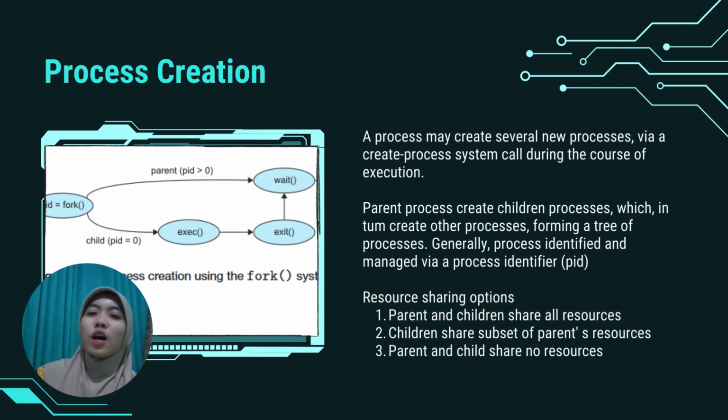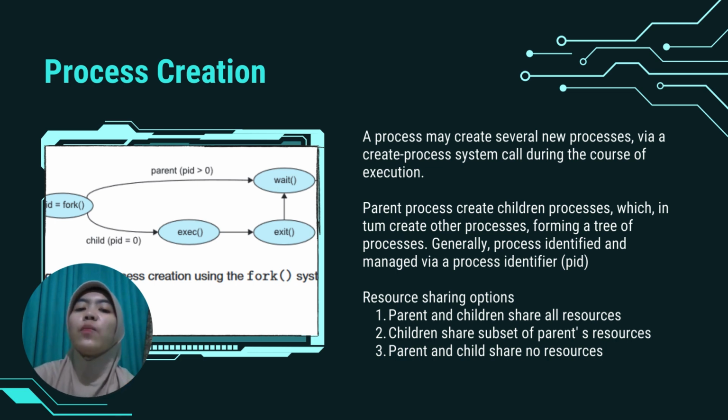Okay, next is about operations on processes. The first is about process creation. In the chapter of process management in operating systems, we discuss operations on processes. The system must provide a mechanism for creating processes. Operations performed on processes include process creation and termination.